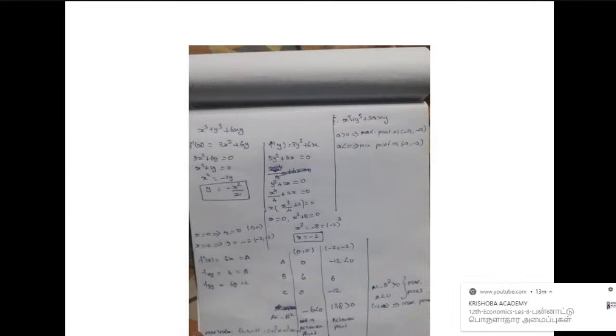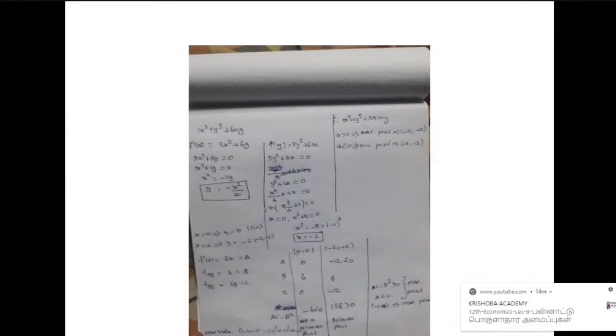First, you have to check the a value. In x cube plus y cube plus 3axy, here a is equal to 2. A is greater than 0, so this point will produce a maximum.